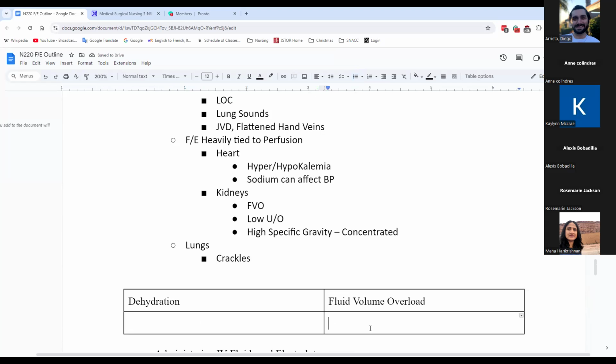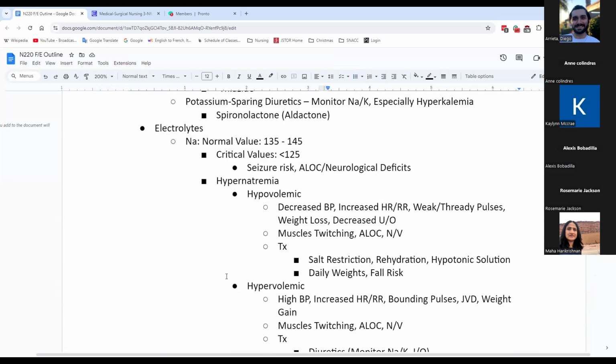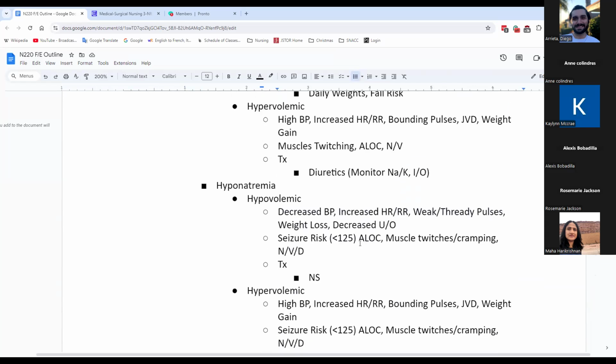And then here, just dehydration versus FBO. We already talked a lot about it, so I'm just going to copy paste the stuff that we talked about here. Pretty much all of this here is good.